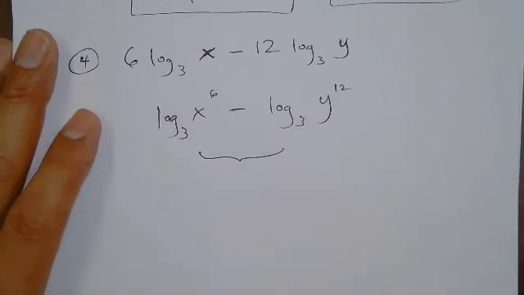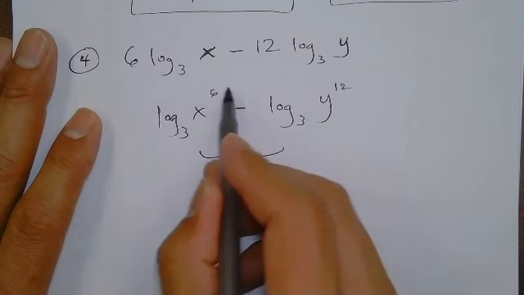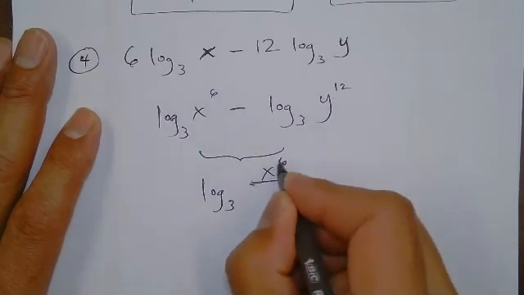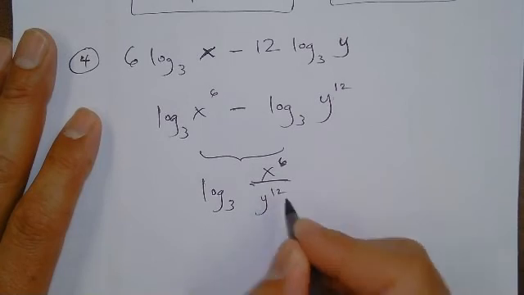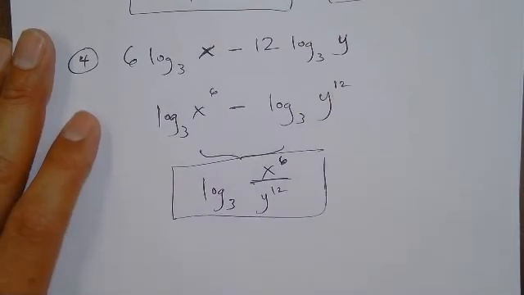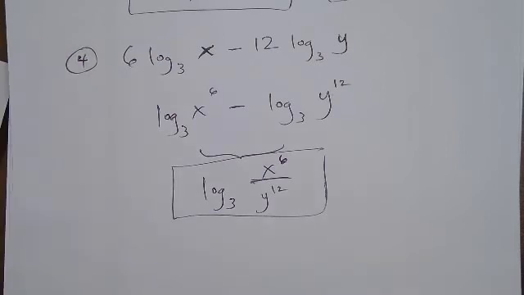And then once you have two of them and it's subtraction, this is the division one. Right, bring it together as a single logarithm. That'll be log 3 of the first one divided by the second one. So x to the 6 over y to the 12. Yeah? Yeah.